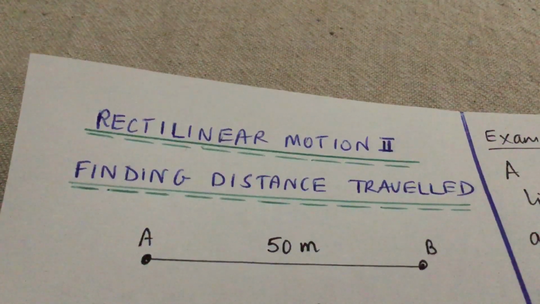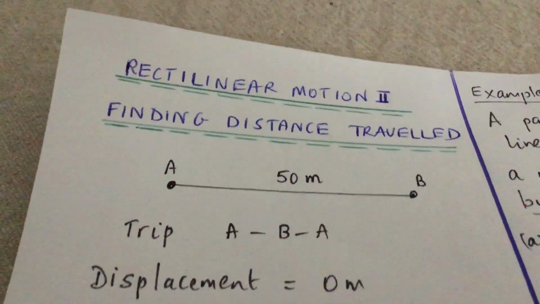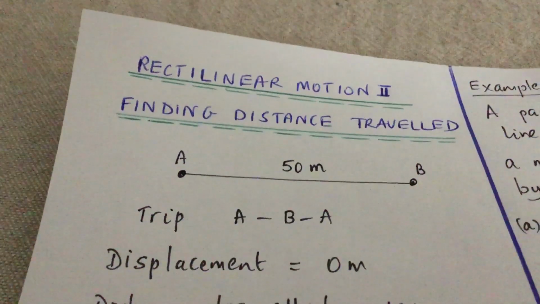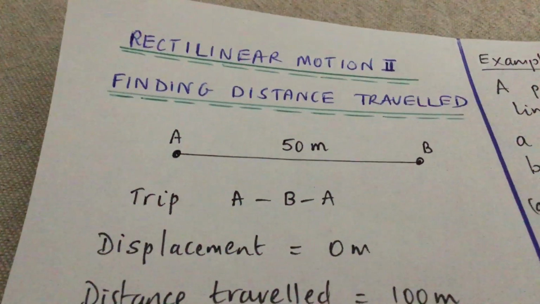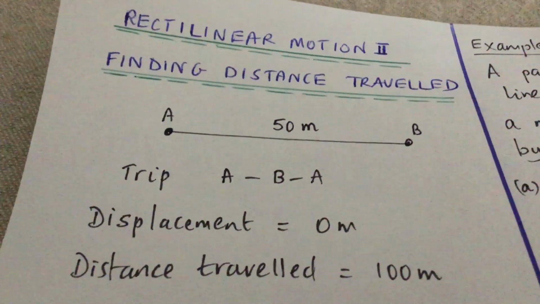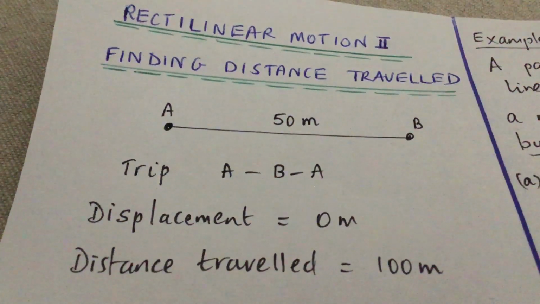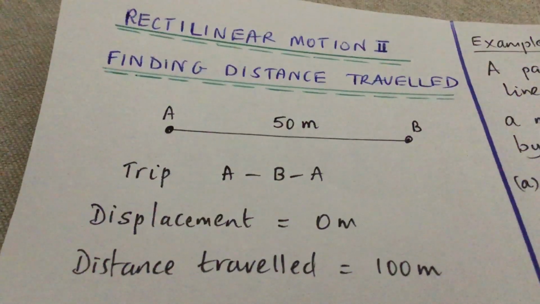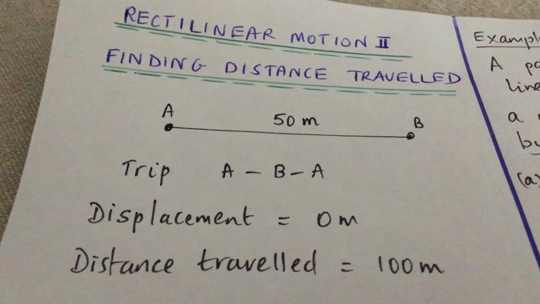So if you go from A to B then back to A, your displacement will be 0 because you came back to your original position, but the distance travelled will be 100 meters because A to B is 50 meters, then B to A is another 50 meters. 50 plus 50 will give you 100 meters.